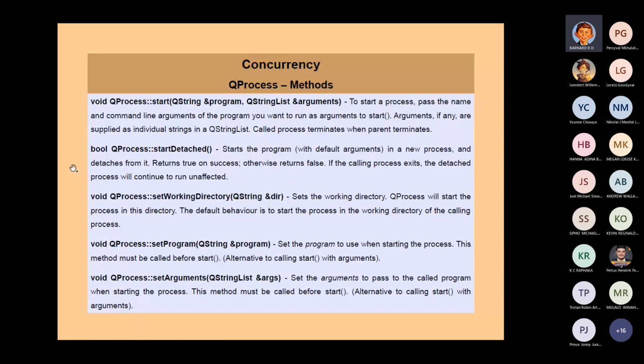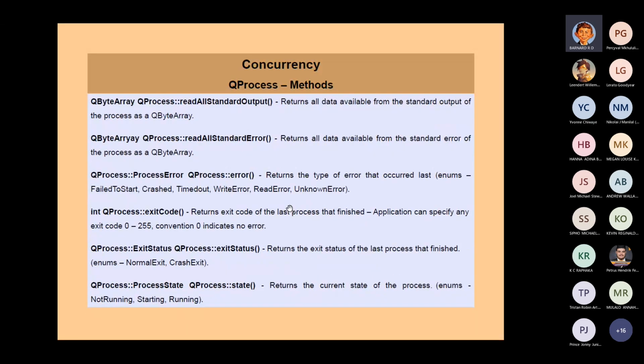So QProcess is basically pretty simple. It just allows you to run another executable file from within your application. It's not very difficult to use. There is an example in the exercises, which I hope you're all diligently doing. Otherwise, you will find other examples in the Qt documentation and elsewhere. I'd suggest you do a couple of them, but you'll find QProcess is actually quite straightforward to handle.